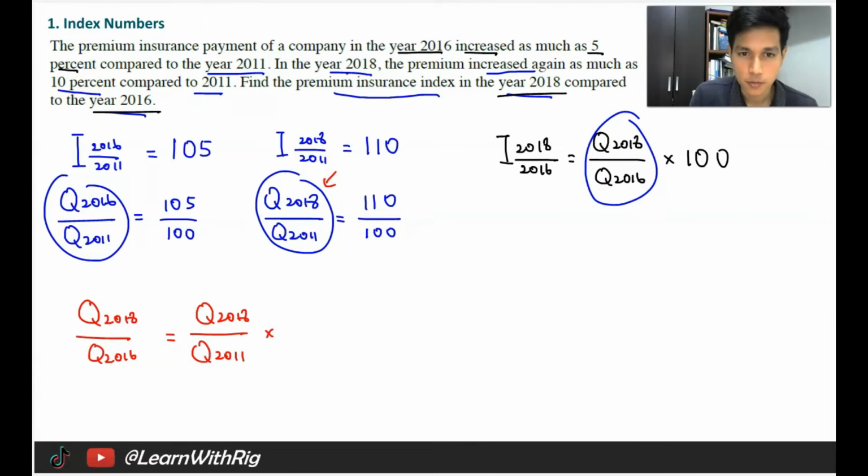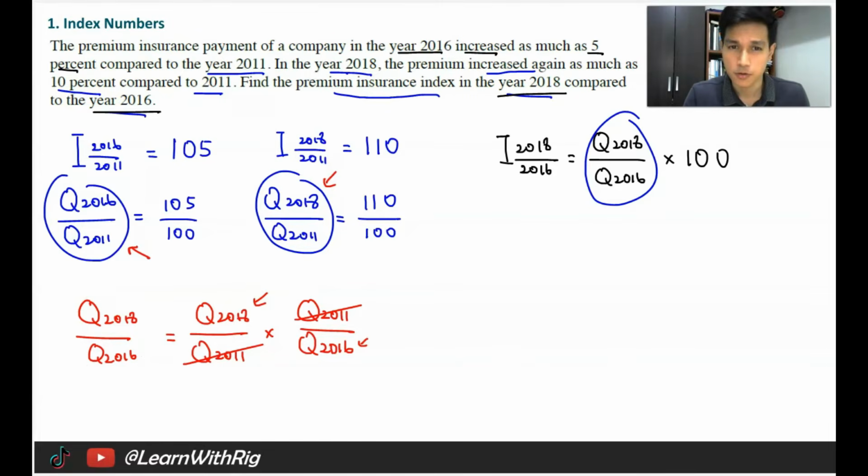I'm supposed to find a way to put a fraction here such that I can cancel these two. So that means here has to be 2011, right? So that I can cancel. So it's actually the reciprocal of this, Q 2016, because once you cancel, you get 2018 based on 2016, which is what you're looking for. Okay, so I hope I'm not confusing you guys. This is actually a very common question, so I hope you guys understand this.